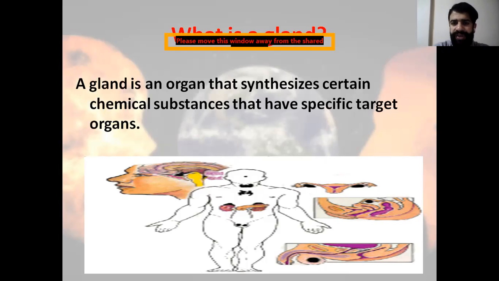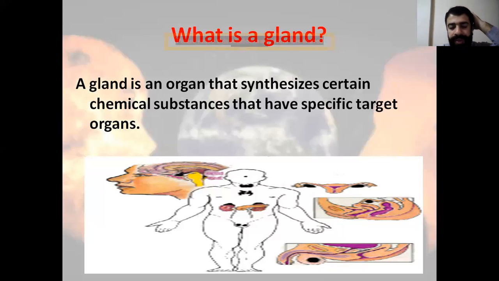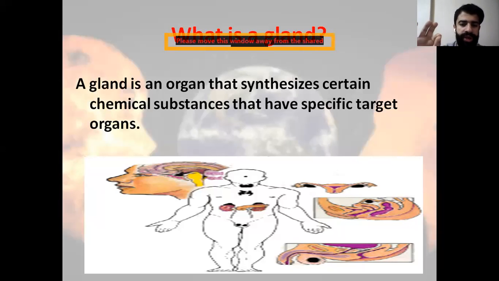What is the function of the gland? The gland is an organ. What does it do? It synthesizes, produces, or releases certain chemical substances. These certain chemical substances, we are going to call from now on the hormones. They have a specific target organ. They have an organ that they have to move toward. They have a target.